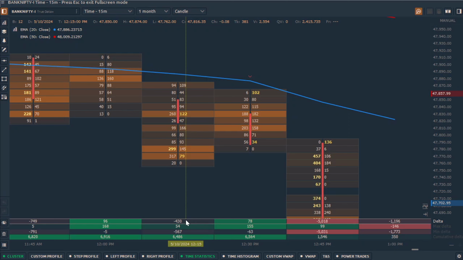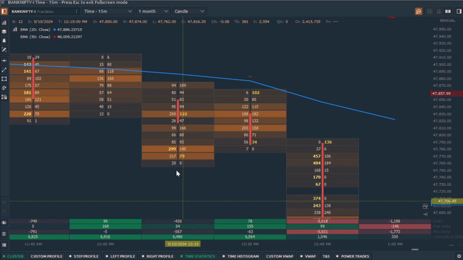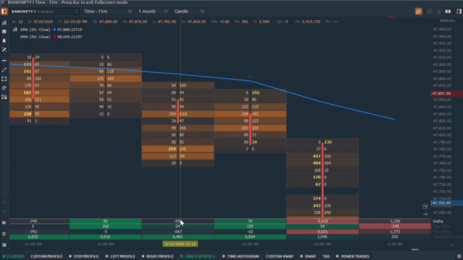So what is delta? Basically, delta is the overall difference between the buy and the sell that has happened since the beginning of the day, right? So this is represented in delta. What it means is, on the top, the first you see is delta. So a negative delta indicates that sellers were more aggressive than buyers.